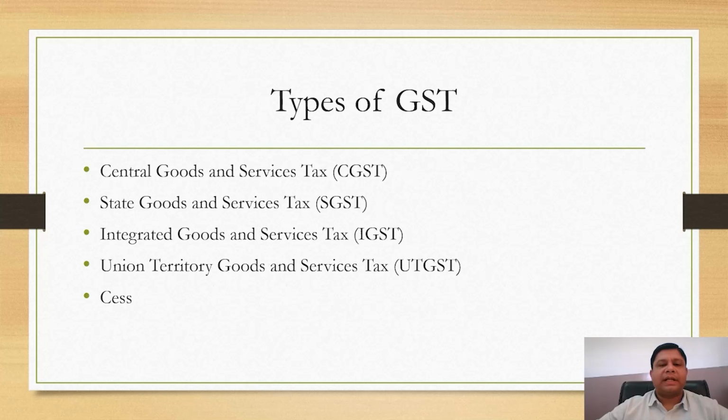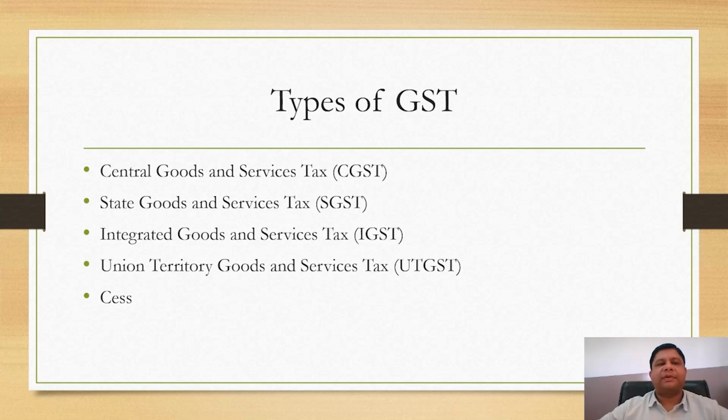Now, the fourth type of GST, UTGST, that is Union Territory Goods and Service Tax. It is the component of GST collected by the Union Territories on the intra-territory supply of goods and services. It is similar to SGST but applicable to Union Territories instead of states. It is governed by the Union Territory Goods and Service Tax Act 2017.